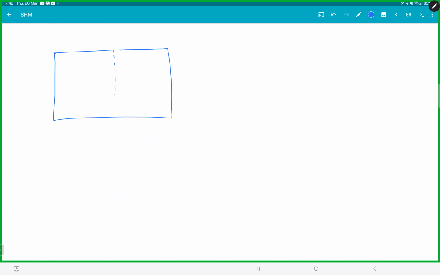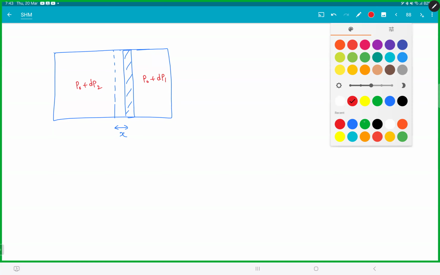So this was the mean position. Let's say this thing is pushed towards the right. Let the displacement be x. So let this side the pressure become P naught plus dP1. Here the pressure becomes P naught plus dP2. I know the left side the pressure should decrease, science will take care of it. dP is the change that can be positive or negative.